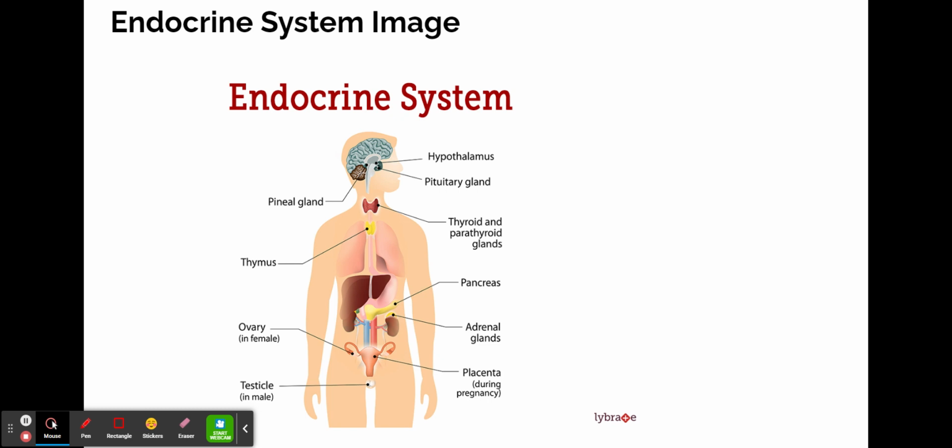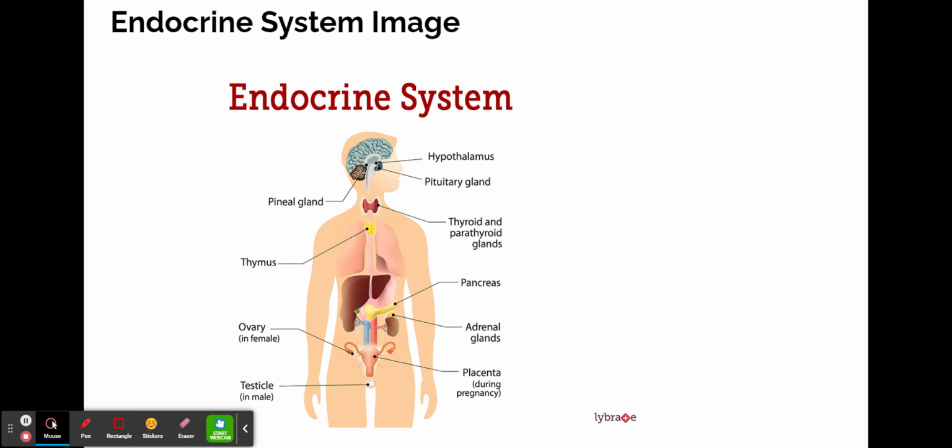The pituitary gland produces hormones that regulate the activity of the other endocrine glands. So it's kind of like the chief endocrine gland. And the thyroid gland produces hormones that regulate metabolism, growth, and development. So whenever you're undergoing puberty, blame the thyroid gland.